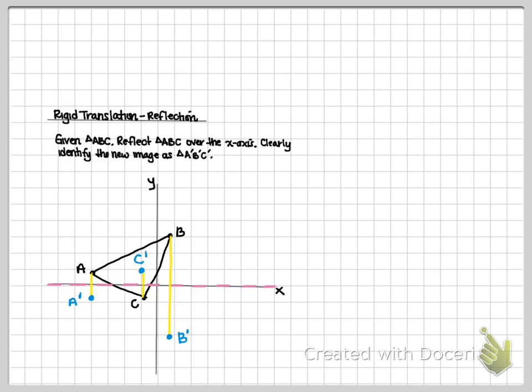Now all we need to do is connect the new dots. And what it should look like is that your triangle has been completely flipped over. So that's our reflections in the coordinate plane whenever we use the x-axis.